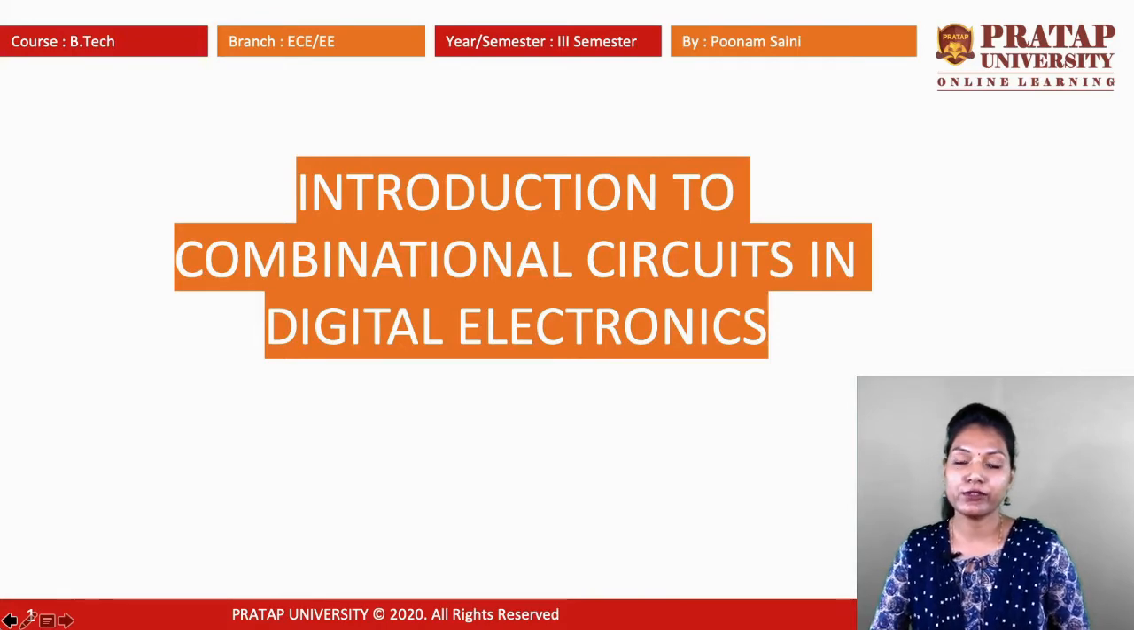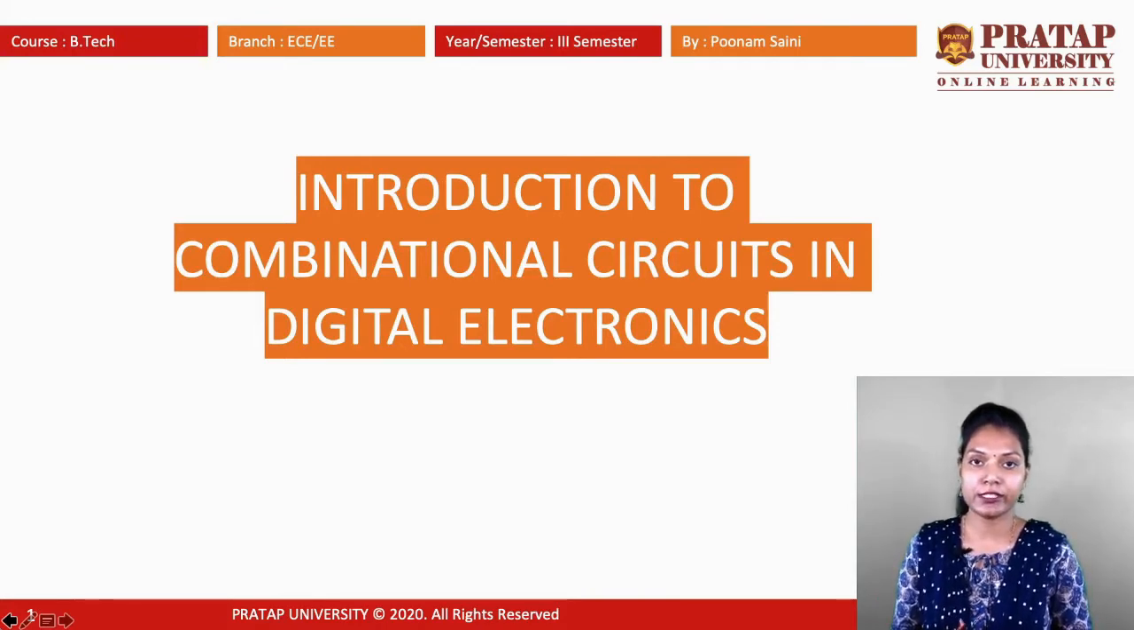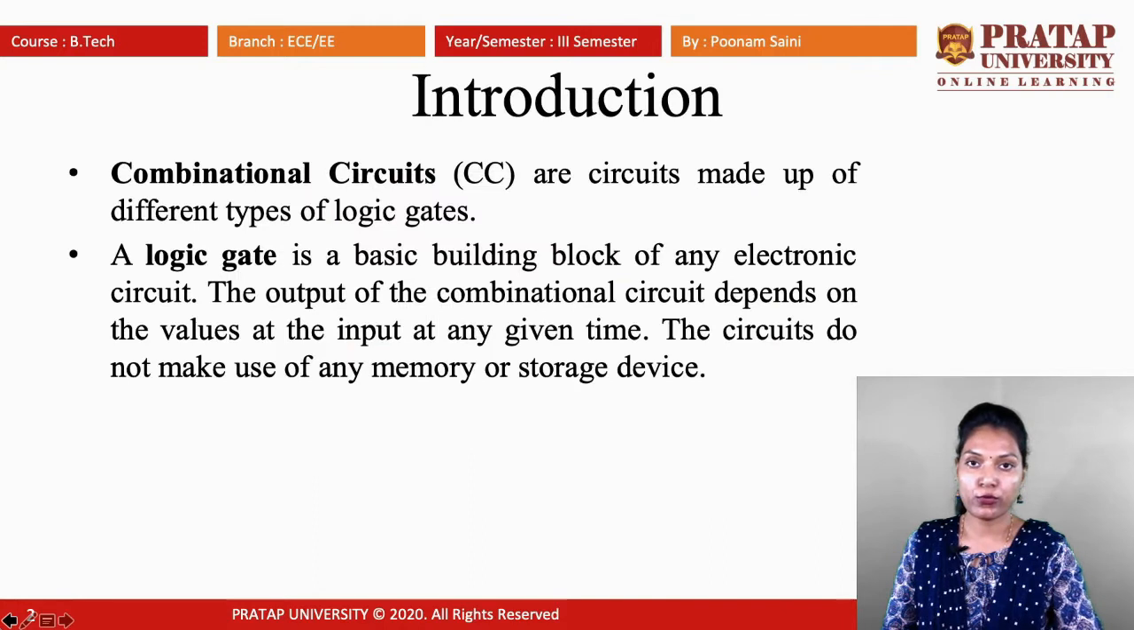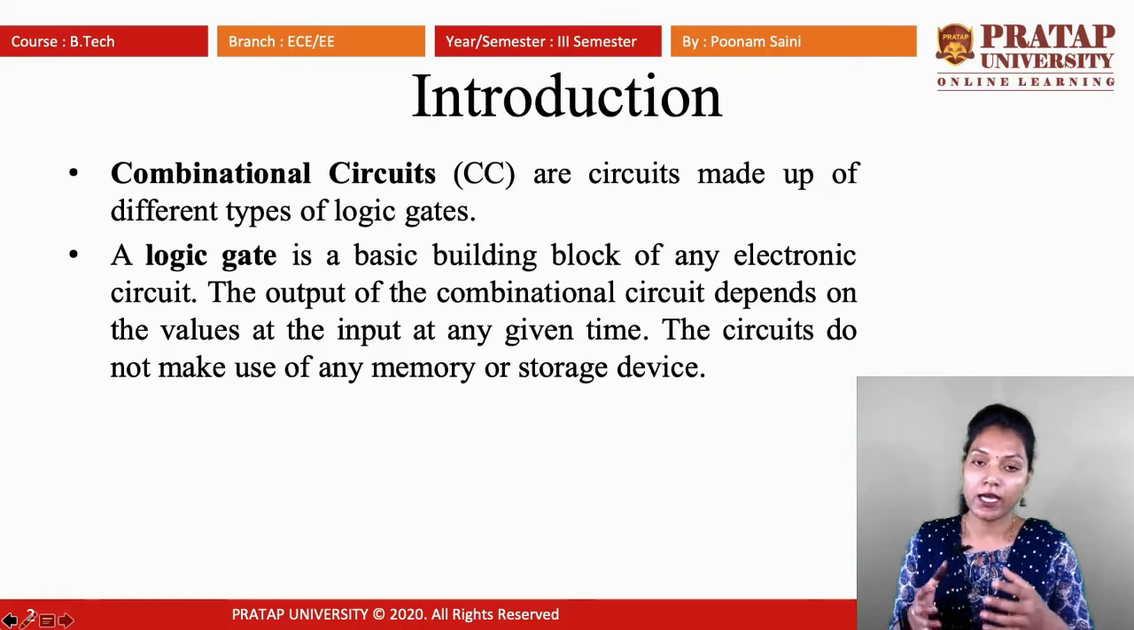Students, today we are going to discuss combinational circuits in digital electronics. So what are combinational circuits? Combinational circuits are circuits made up of logic gates. And what are logic gates? We earlier discussed that logic gates are the building blocks of any electronic circuit, and the output of a logic gate is based on its inputs. There are three main logic gates, AND, OR, NOT, two universal gates known as NAND and NOR, and two exclusive gates, XOR and XNOR.